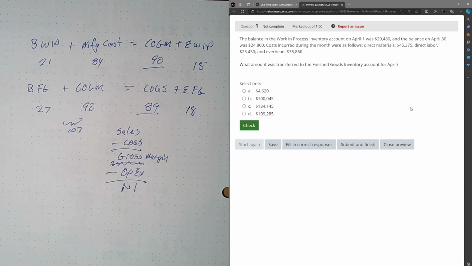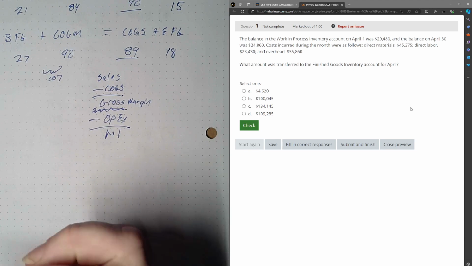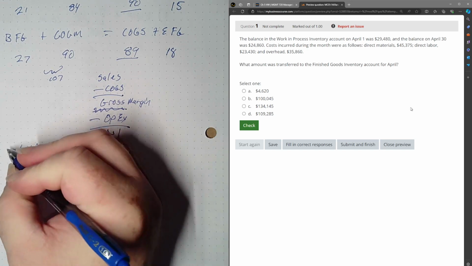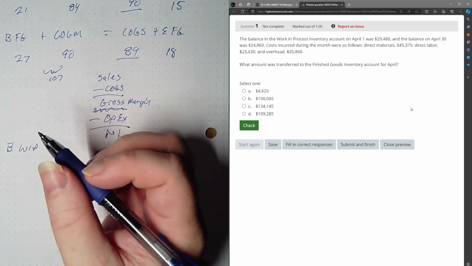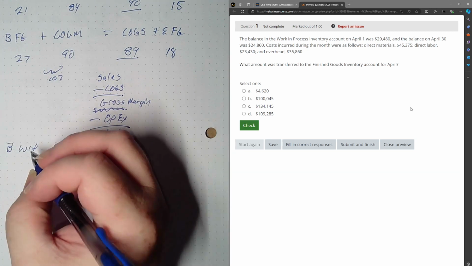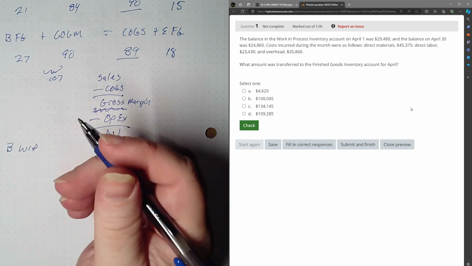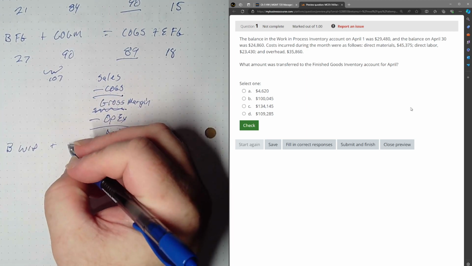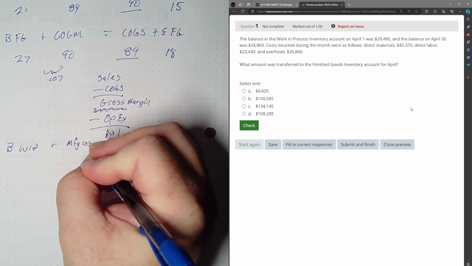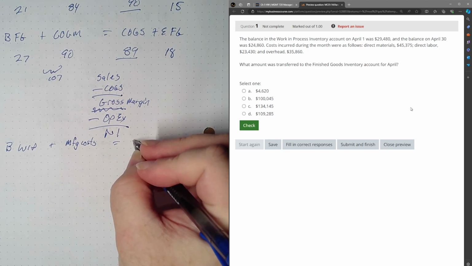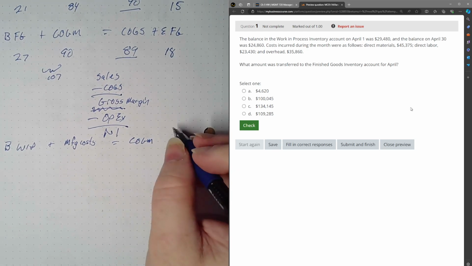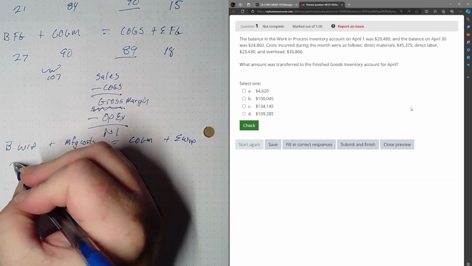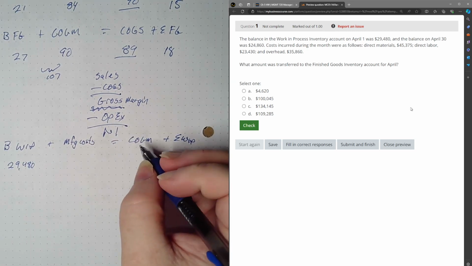So the balance in the work in process inventory account. So again, all we're doing is practicing these different types of inventory accounts. Work in process, beginning. Now you notice here, it doesn't say beginning work in process, but it says April 1st. April 1st is the beginning of the month, and the other one they give is April 30th. So April 1 is beginning inventory, April 30th is ending inventory. So plus manufacturing costs equals cost of goods manufactured plus ending work in process. So beginning work in process is going to be 29,480.